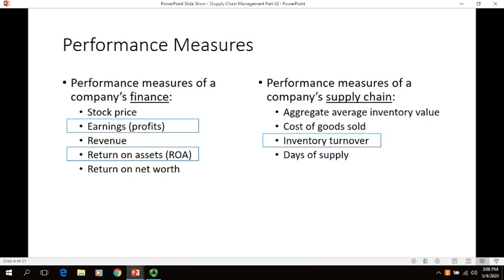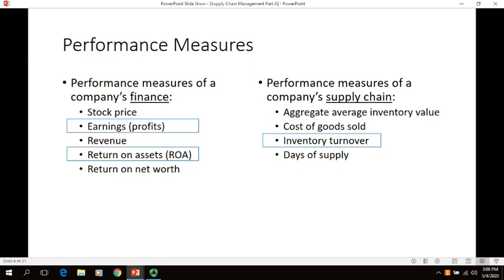How about supply chain? What performance measures do we use to evaluate a company's supply chain? We use the aggregated average inventory value, the cost of goods sold, the inventory turnover, and the days of supply. And the most frequently used number is probably the inventory turnover. So in the rest of this chapter, we're going to talk about how to compute these quantities.